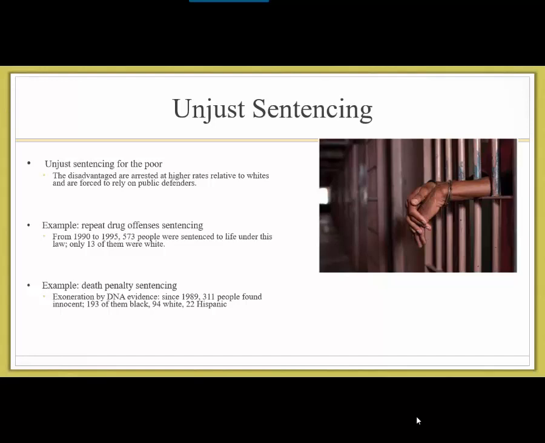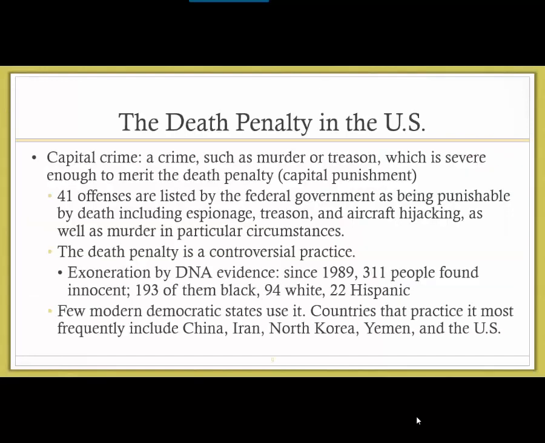So it notes here that the death penalty, which we also call capital punishment, is a possible punishment if you commit a capital crime, a crime such as murder or treason, which we feel is severe enough to merit the death penalty. And at the federal government level, there are at least 41 offenses that are listed as being punishable by death.